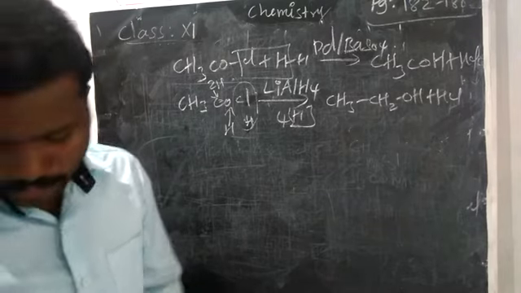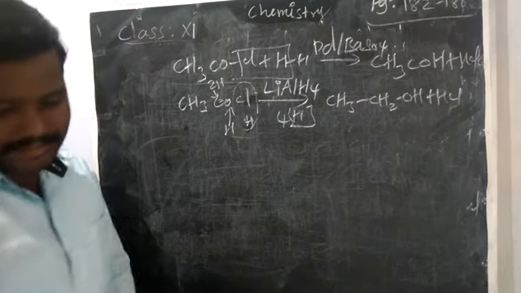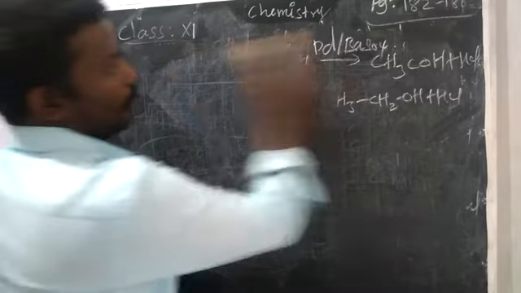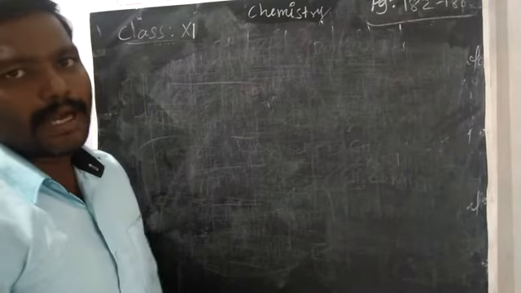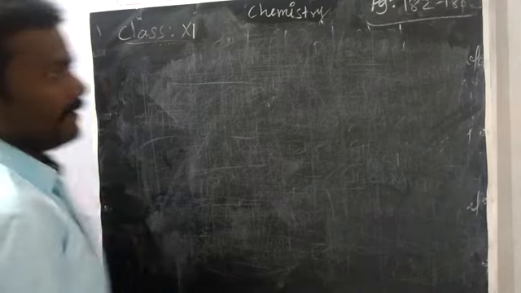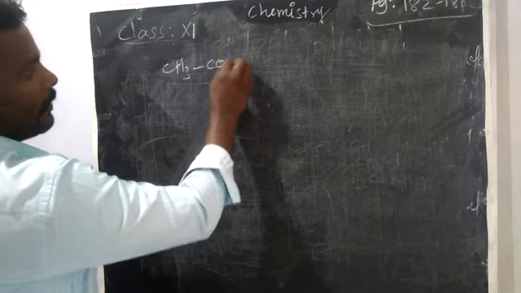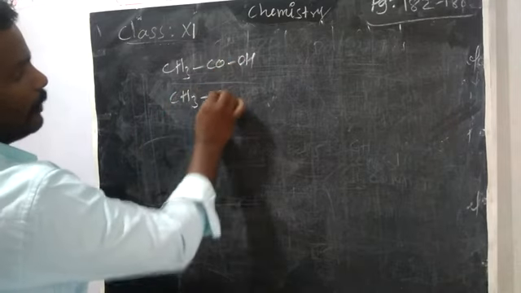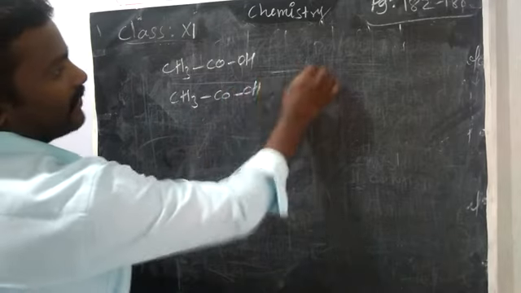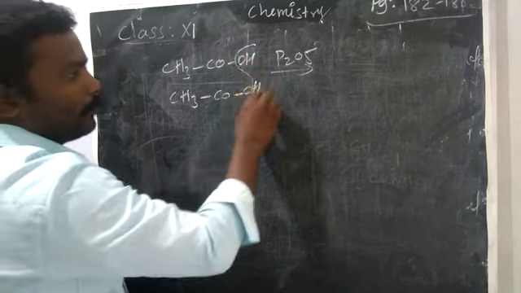Now we are going to prepare the next acid derivative, that is acid anhydride. So acid anhydride, how will you prepare? From the acid, if you remove water, it becomes acid anhydride. So how will you prepare acetic anhydride? You take 2 moles of acetic acid with phosphorus pentoxide. You have to remove 1 mole of water.